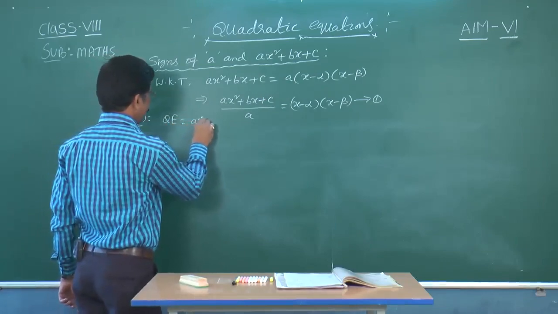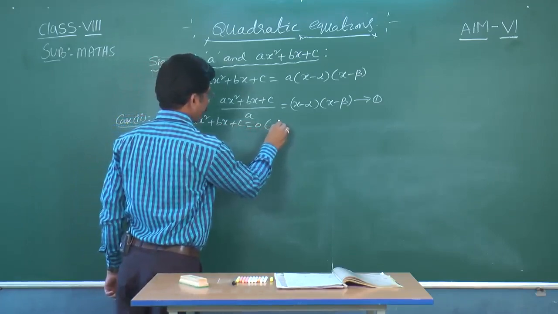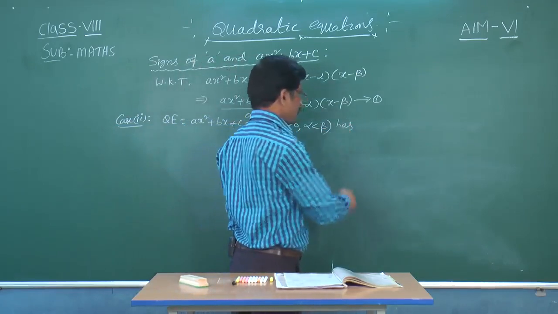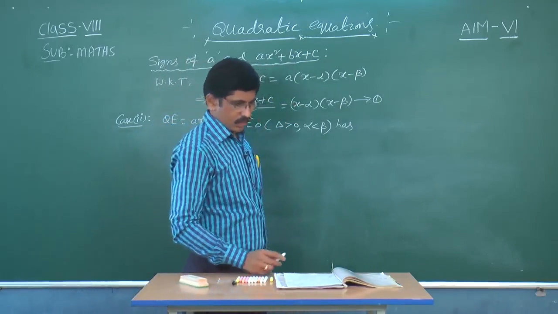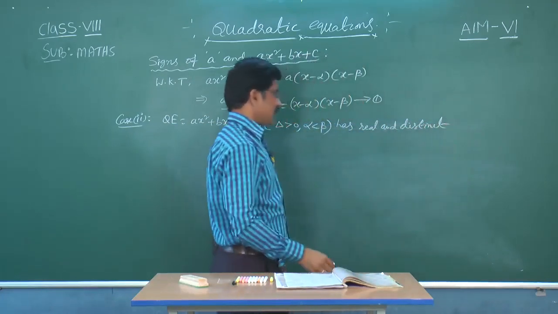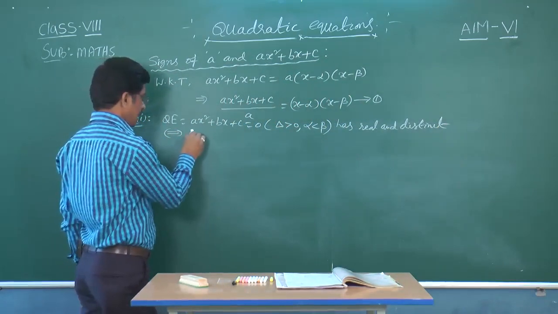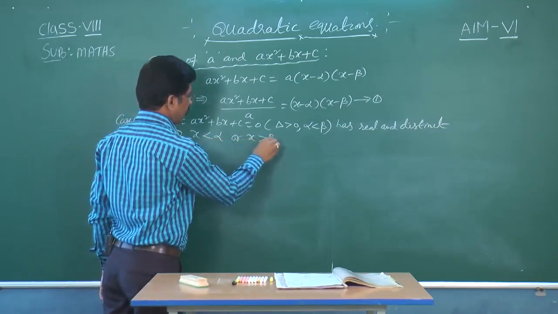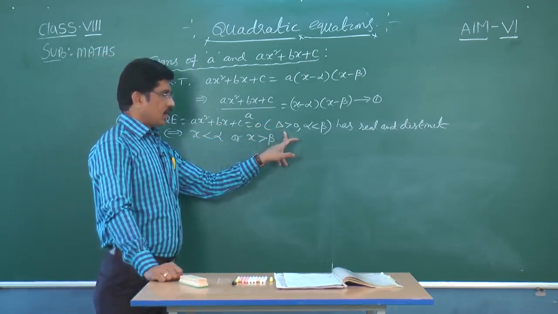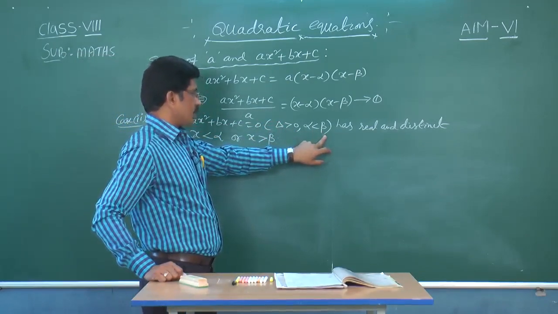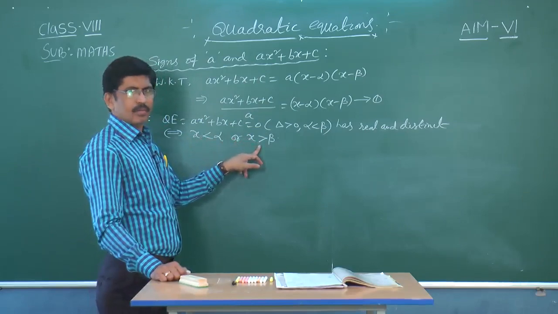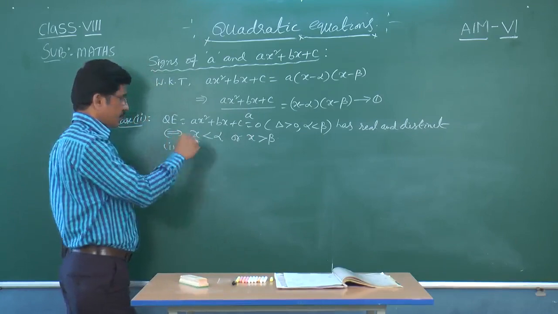The quadratic equation ax square plus bx plus c is equal to 0, delta greater than 0, alpha less than beta, has real and distinct roots. The condition applied is that a and ax square plus bx plus c have the same sign if and only if x is less than alpha or x is greater than beta.